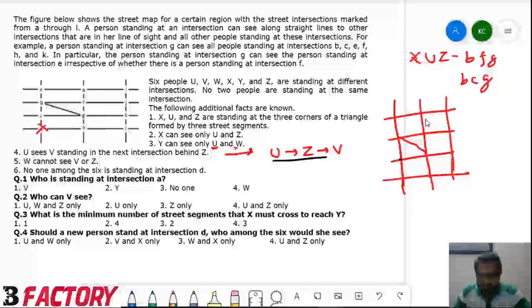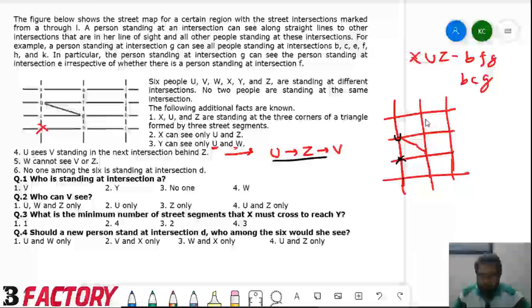So if U is here, Z and X can be at these two positions. Now if I put Y here, then X or Z can see it, but Y can see only U or W. We cannot put Y here, we cannot put Y here, so U cannot be at this place. So we'll try to determine U's position. So U cannot be here.